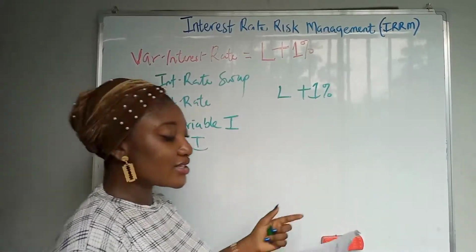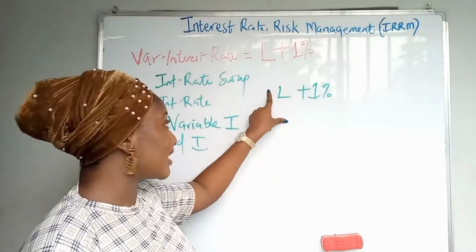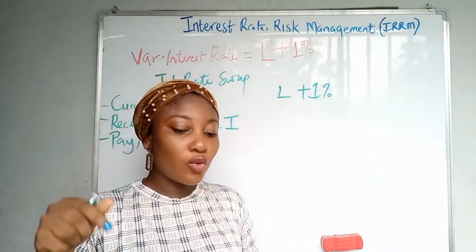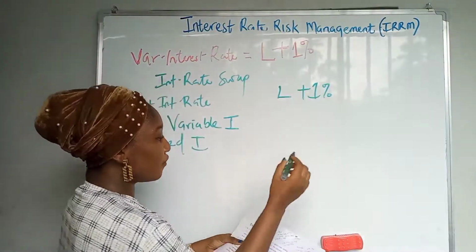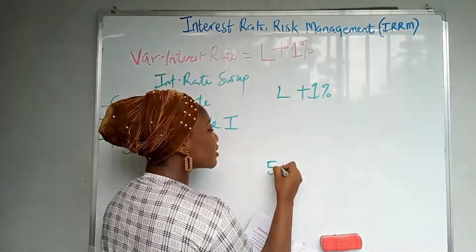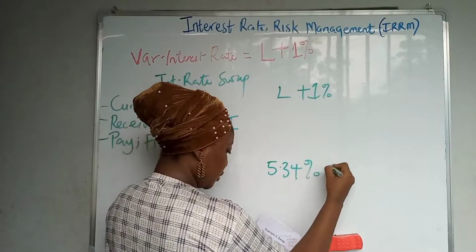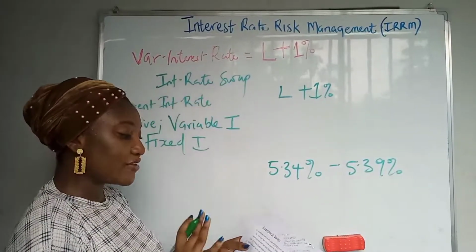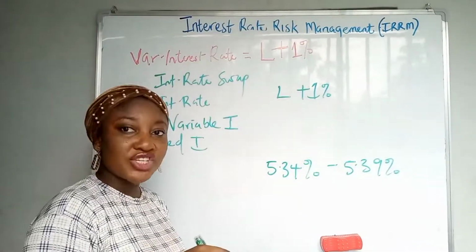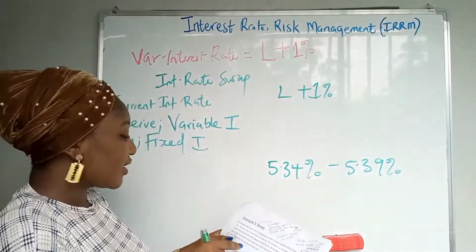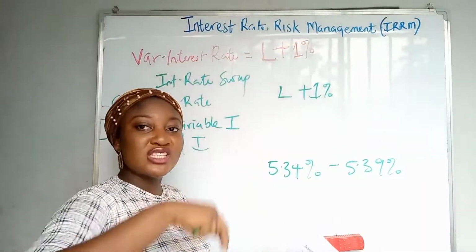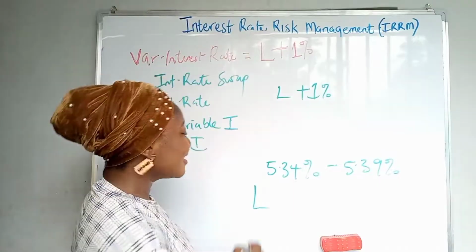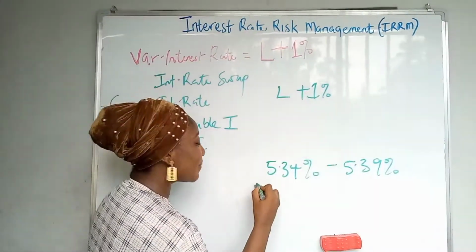Okay? Now, what are you going to receive? You're not going to receive exactly L plus 1. Read your question. They said a bank quote rate of 5.34. This one is also very important. The bank is quoting 5.34% to 5.39% for anybody that wants to do 5-year swap in sterling, in which the bank will pay LIBOR. They didn't say the bank will pay LIBOR plus. The company is the one borrowing at LIBOR plus 1. They said the bank will pay LIBOR.